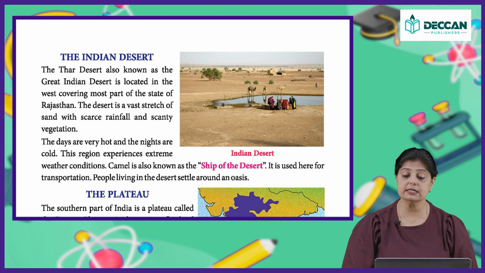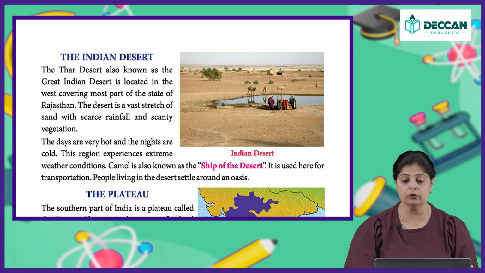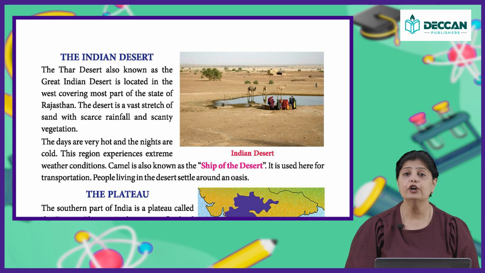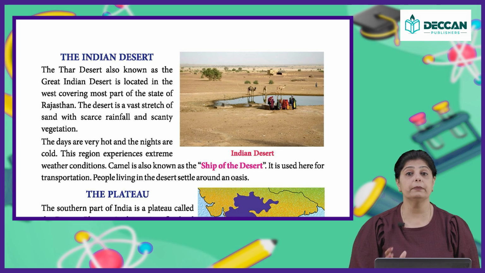People living in the desert settle around an oasis. Now an oasis is a place where there is some water available, and where there is a little bit of vegetation that can take place, where they can do a little bit of farming. Generally we all require water for our survival. So that is the reason why people live near the oasis, so that they have water and they can grow some crops which can give them some food to eat as well.